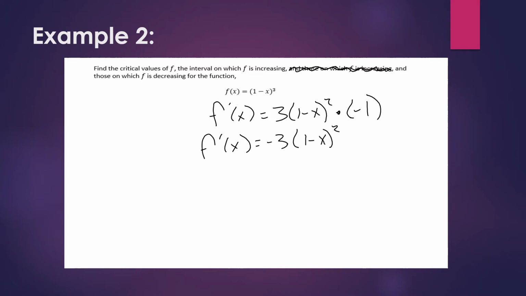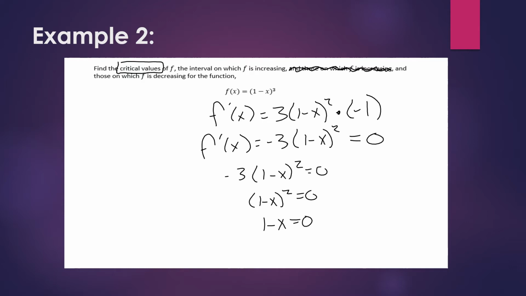So if I want to figure out the critical values, the critical values are when the derivative is going to be 0 or non-existent, we're going to set this equal to 0. So negative 3 times 1 minus x squared is going to equal 0. If we divide both sides by negative 3, I'm going to get 1 minus x squared equals 0. Let's take the square root of both sides. We get 1 minus x equals 0, so x equals 1. This is my critical value.